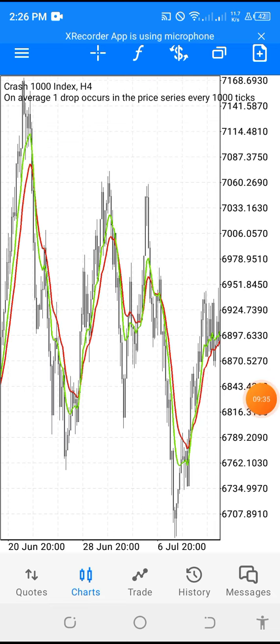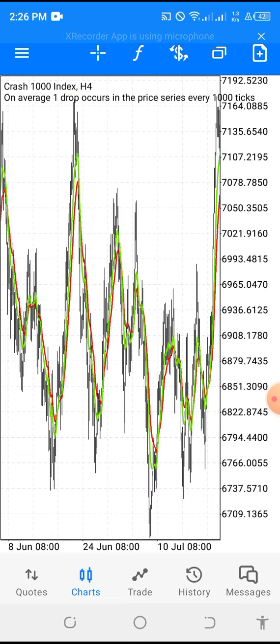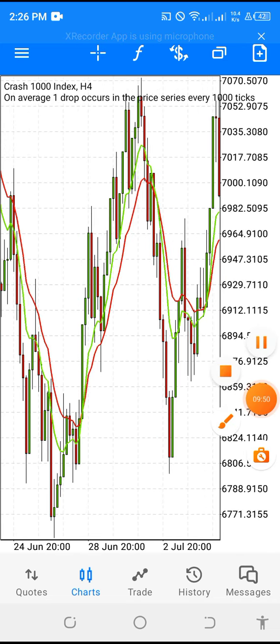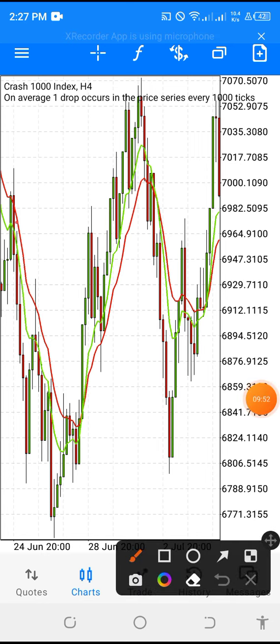Now we are here on Crash 1000. So look at what happened. This is a very great example of a supply zone on Crash 1000. As you can see, price, let me zoom in a little bit. Okay, price was consolidating.